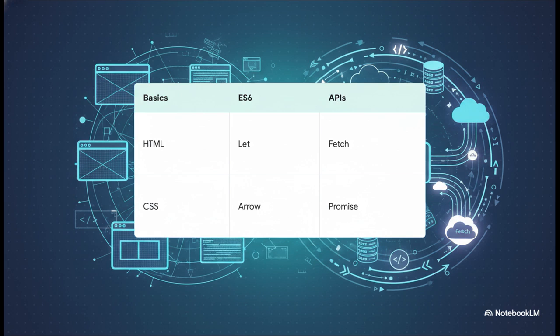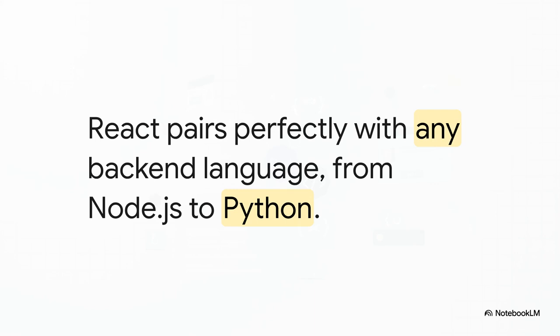Mastering modern JavaScript, things like let and const variables, arrow functions, and modules, that is the ultimate key to unlocking React. And finally, you need to understand APIs, how to use promises, async await, and the fetch method to pull data efficiently from servers. Oh, and here is a fantastic, surprising fact to add to your toolkit. React genuinely does not care what your backend is. Because it has such a strong ecosystem, it is universally adoptable. You can pair it perfectly with Node.js, PHP, Python, Go. It seamlessly connects to literally any backend technology stack you prefer to use.